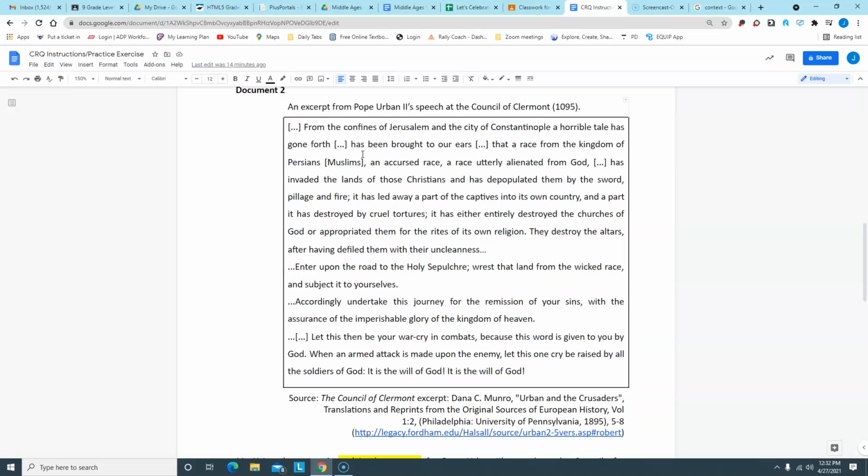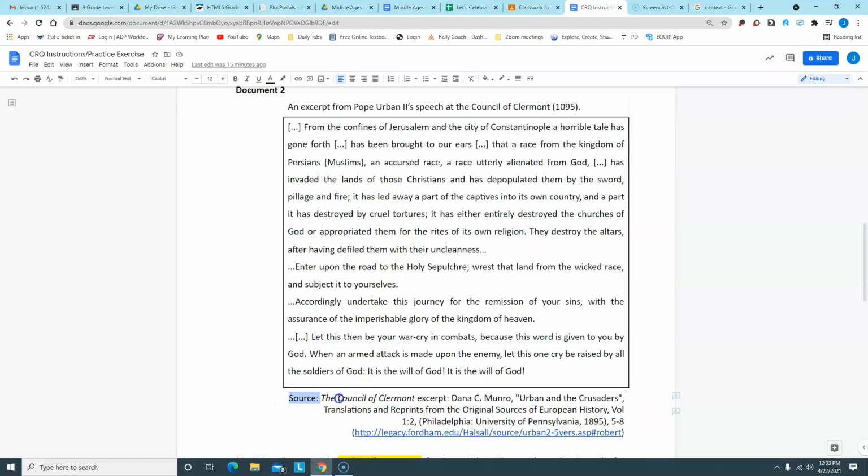Enter upon the road to the holy sepulchre. Wrest that land from the wicked race and subject it to yourselves. Accordingly, undertake this journey for the remission of your sins, with the assurance of the imperishable glory of the kingdom of heaven. Let this, then, be your war cry in combats, because this word is given to you by God. When an armed attack is made upon the enemy, let this one cry be raised by all the soldiers of God. It is the will of God. It is the will of God.